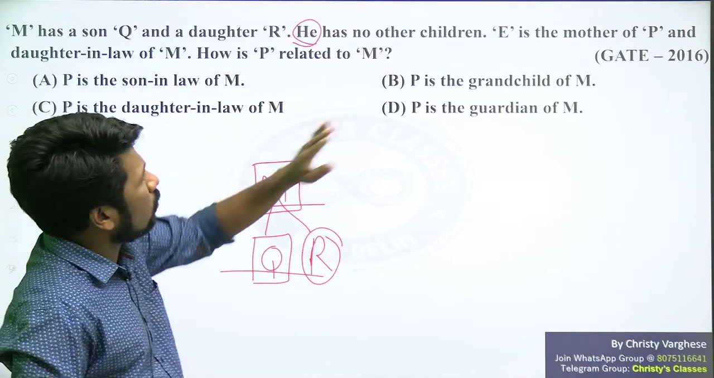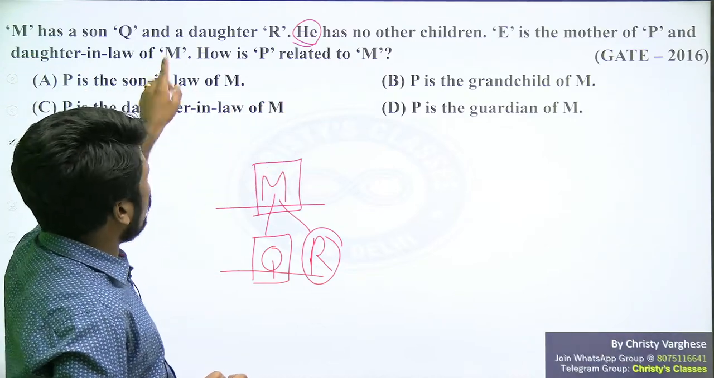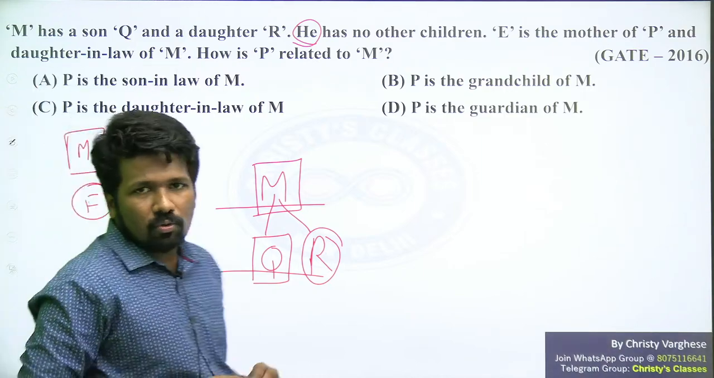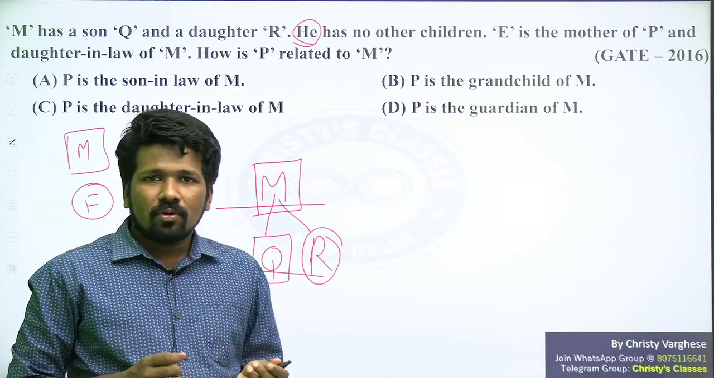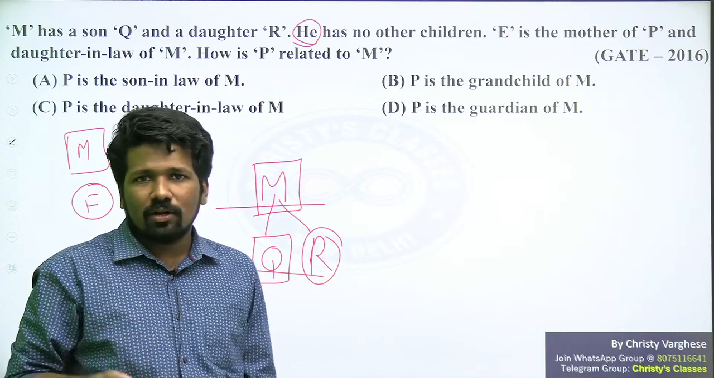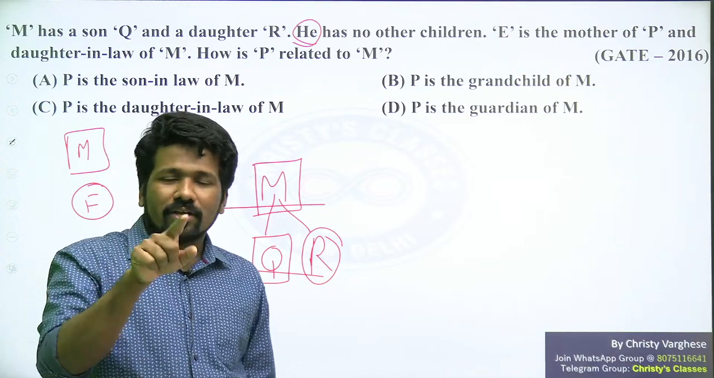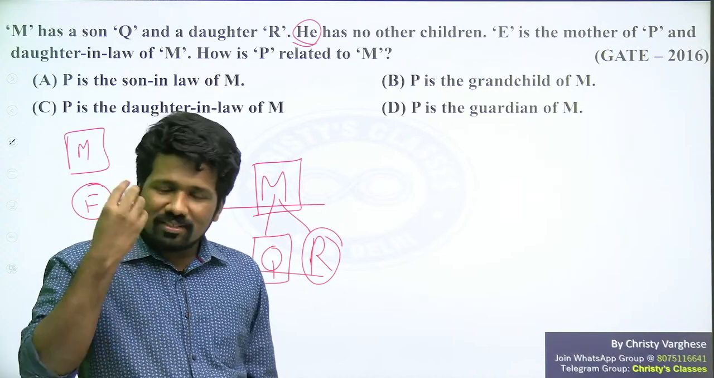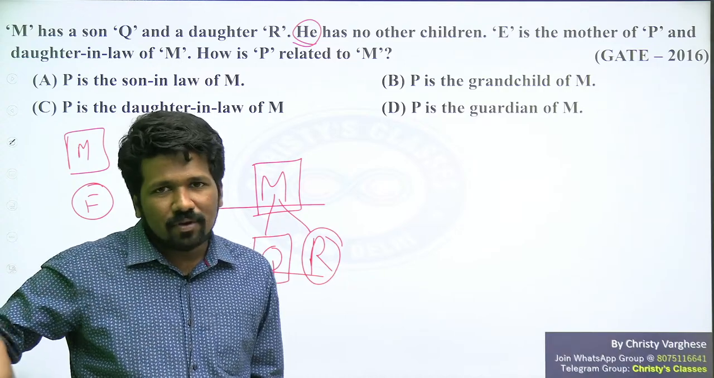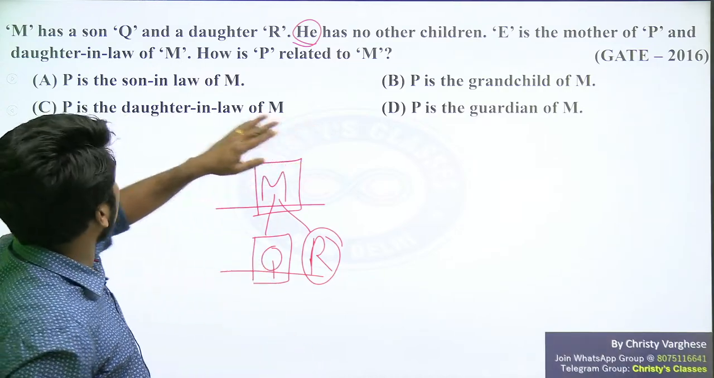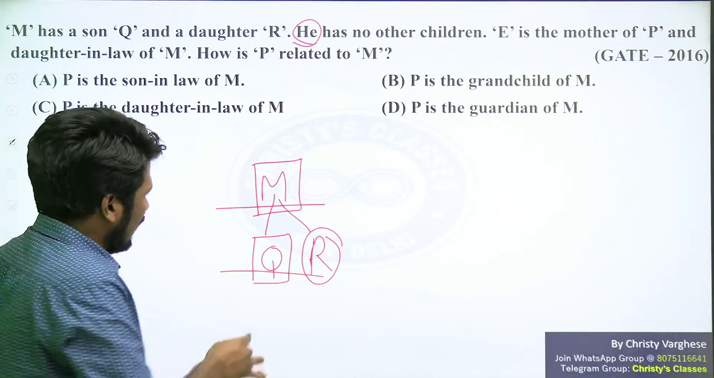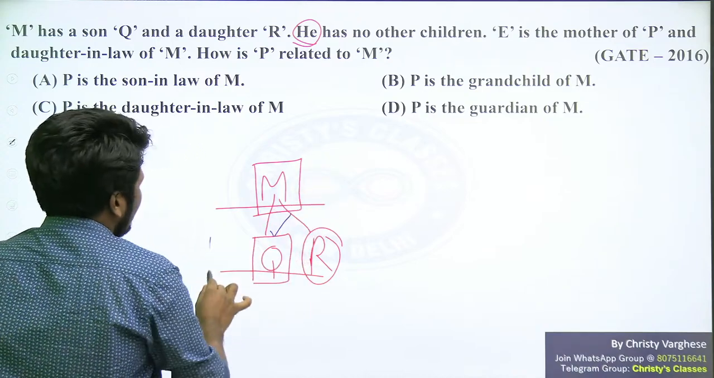And E is the daughter-in-law of M. That we will denote. What is the meaning of daughter-in-law? A person's son's wife is the daughter-in-law. If you imagine you have a daughter-in-law, what does it mean? Your son, that son's wife is the daughter-in-law. So the question says daughter-in-law of M means M's son's wife. M's son is Q. Q's wife should be E.